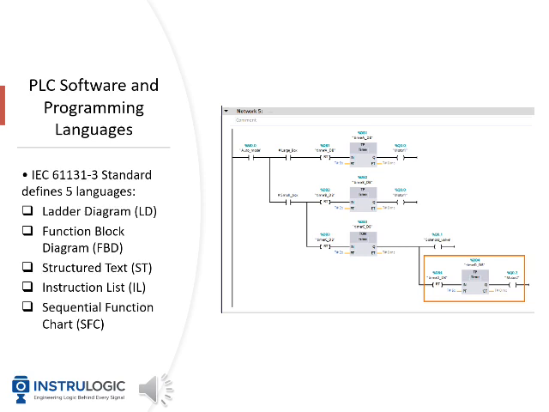Instruction list is a low-level, text-based language, and sequential function chart is used for step-by-step processes. These languages give flexibility to design control logic for different applications.